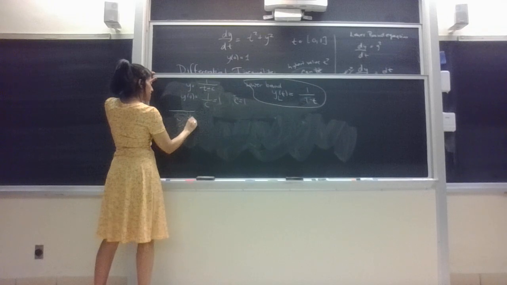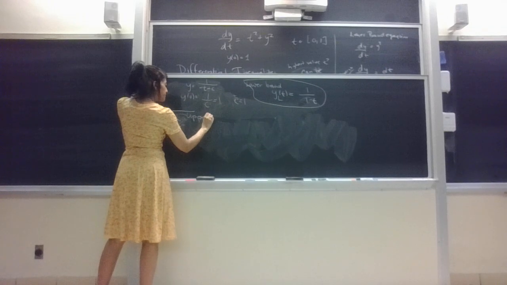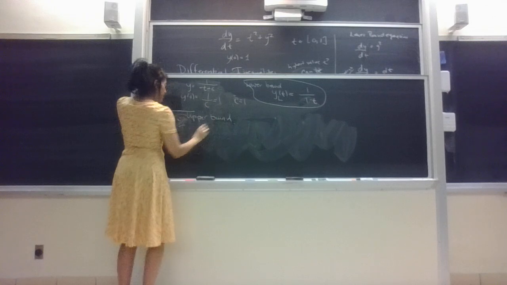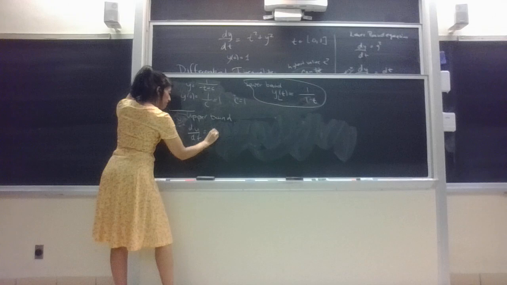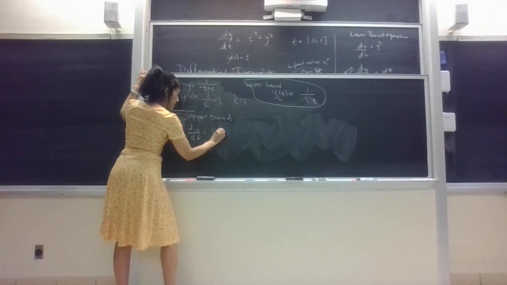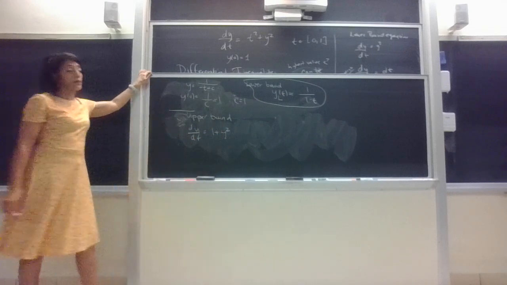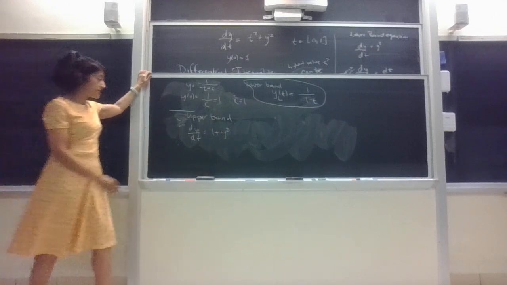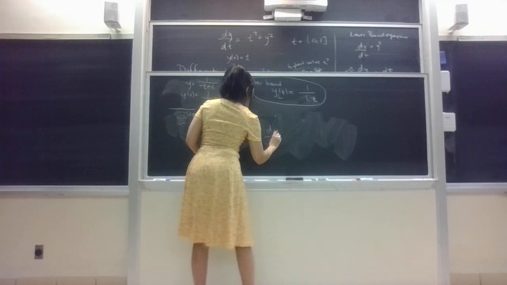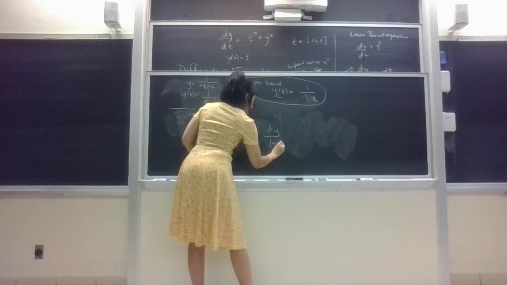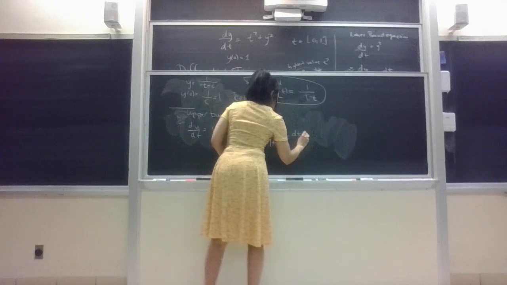So the upper bound stuff, not as pretty. I have y dy/dt is equal to 1 plus t squared, or 1 plus y squared. That one I can separate variables. So I get y divided by 1 plus y squared is equal to dt.